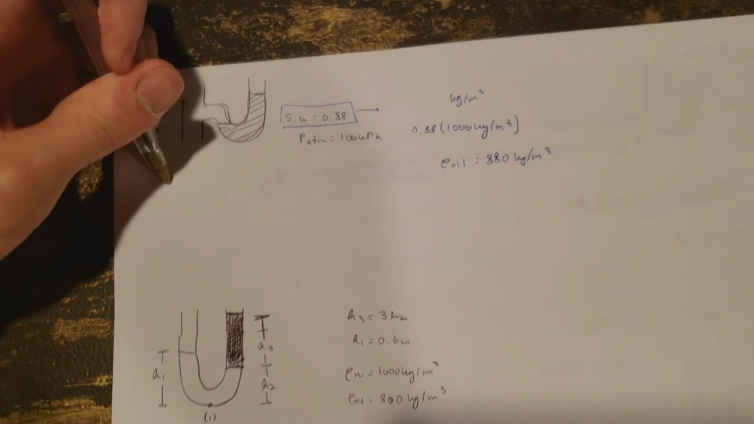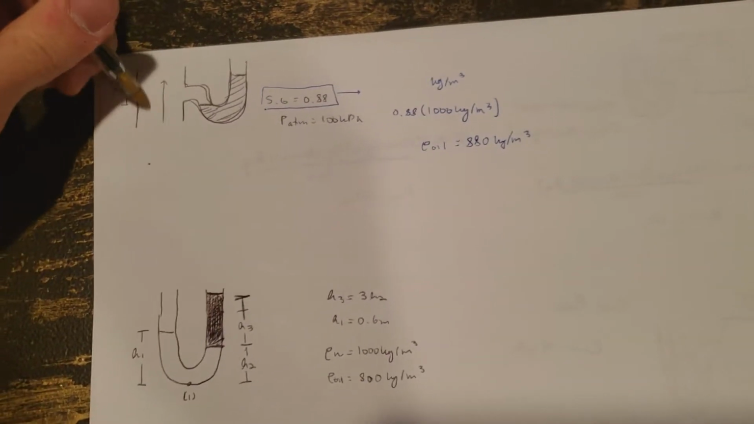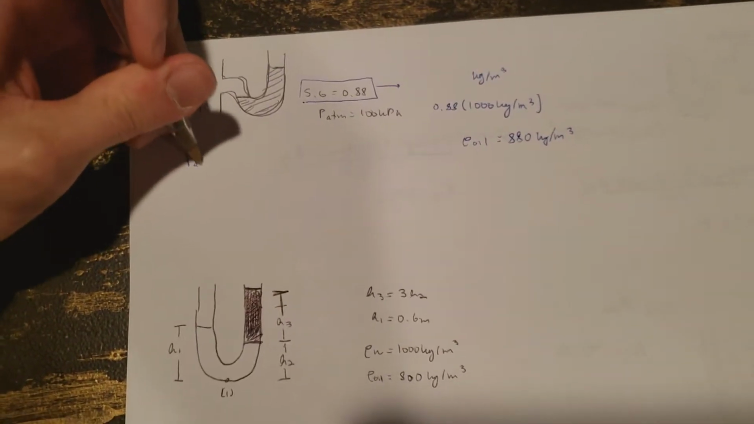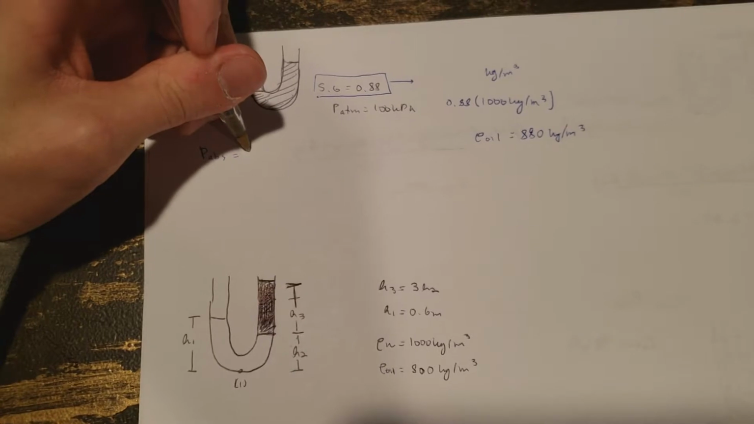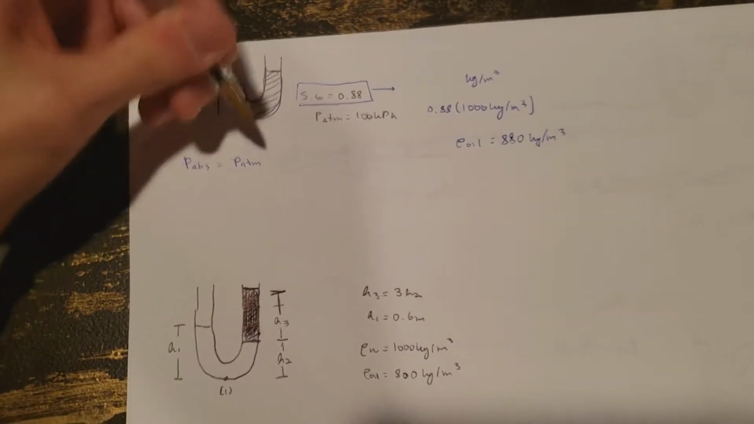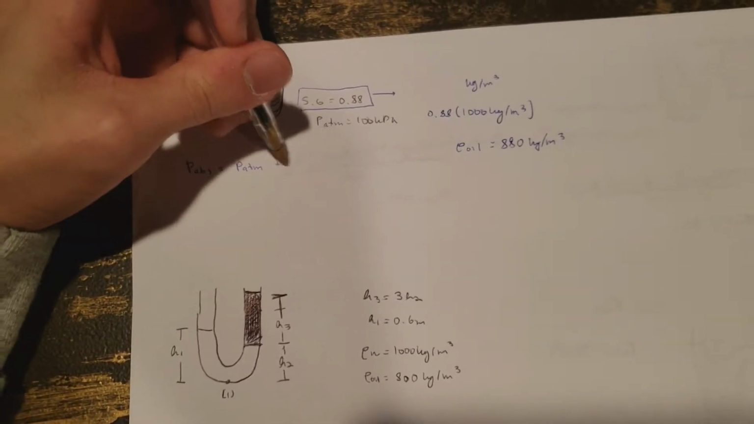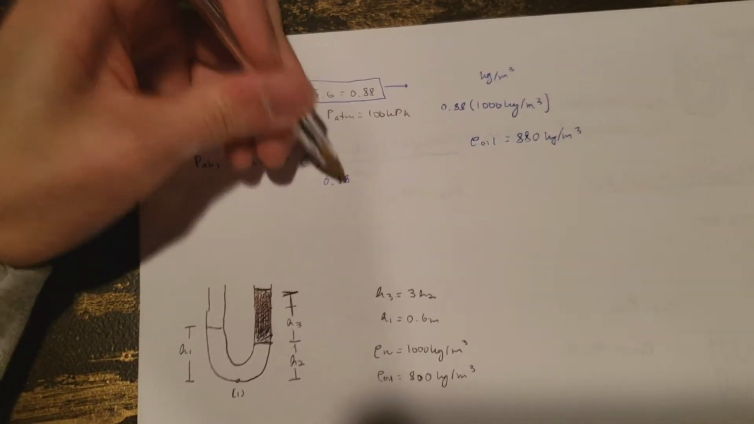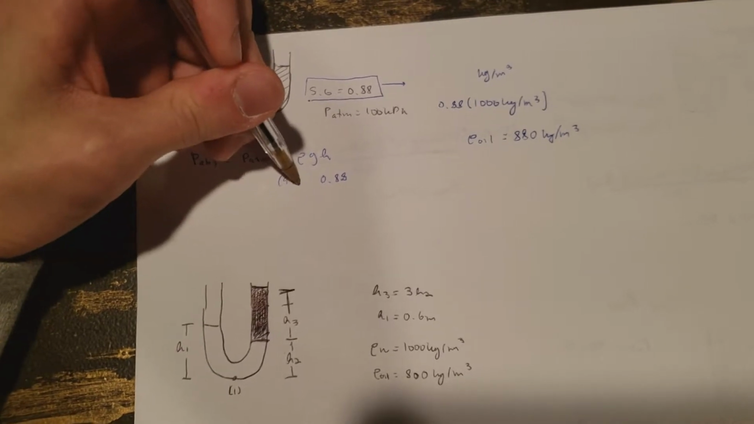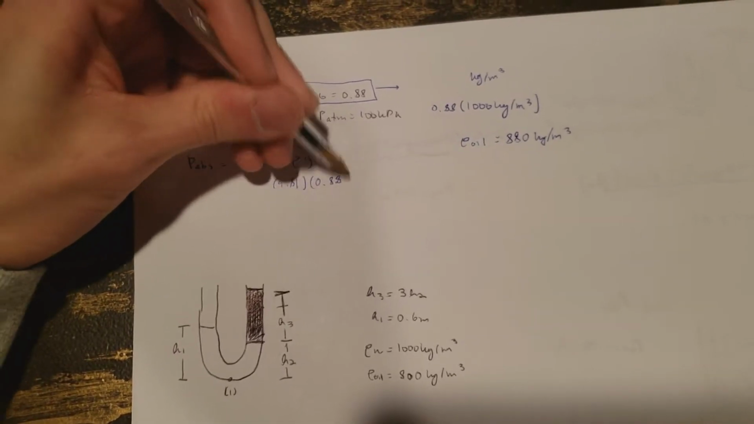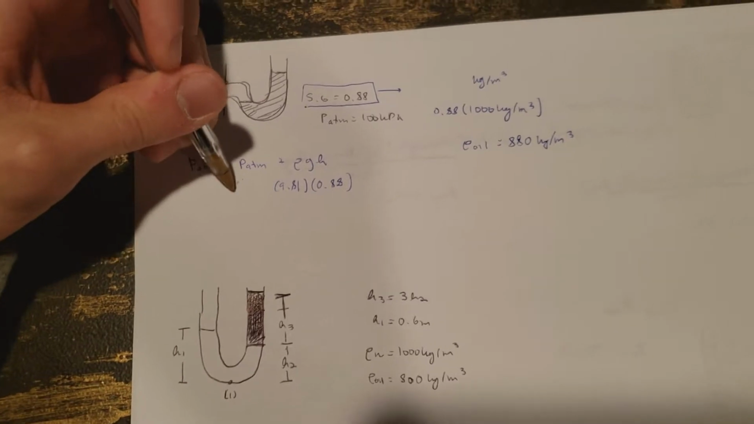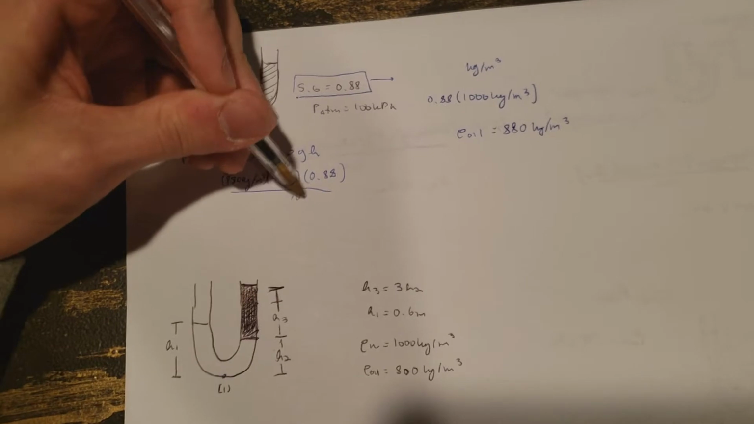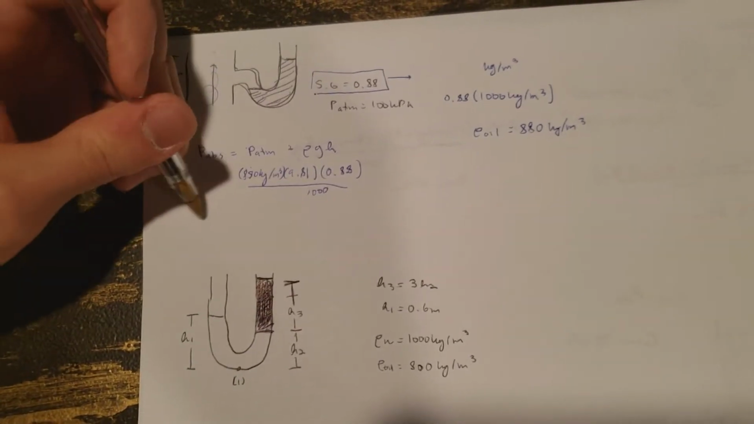So now to find the absolute pressure, because remember we want to find out what the pressure inside this is from our little manometer, all we need to do is use our equation. Absolute pressure is equal to atmospheric pressure, which is 100 kPa, plus rho g h. Our h in this case is 0.88. Gravity is going to be 9.81. Again, we know the units, I'm not going to keep writing them in. We will have to divide by 1,000 to get to our kPa.